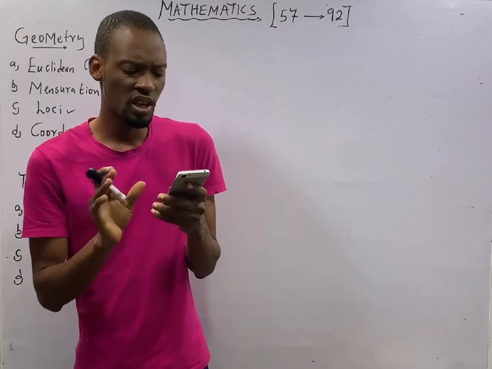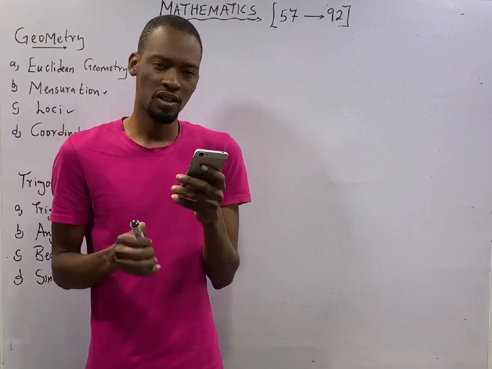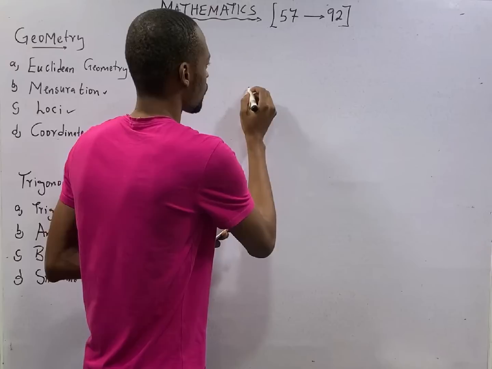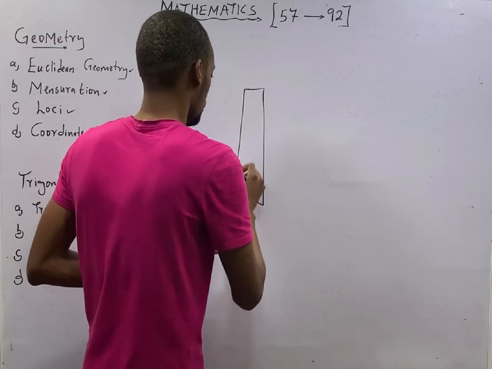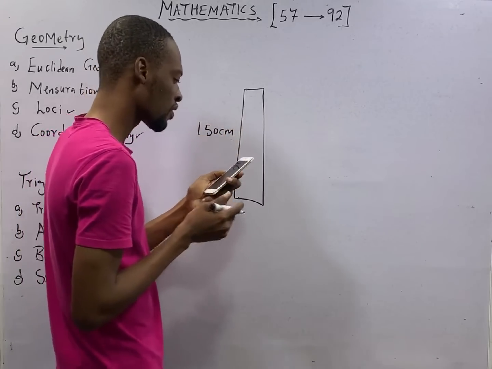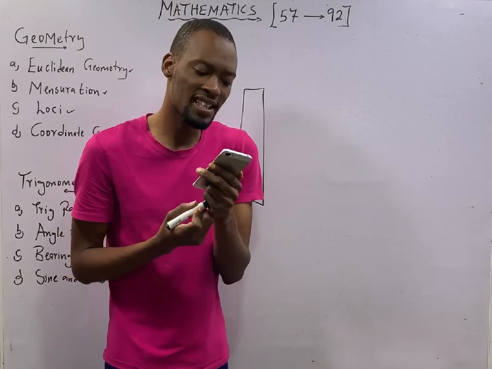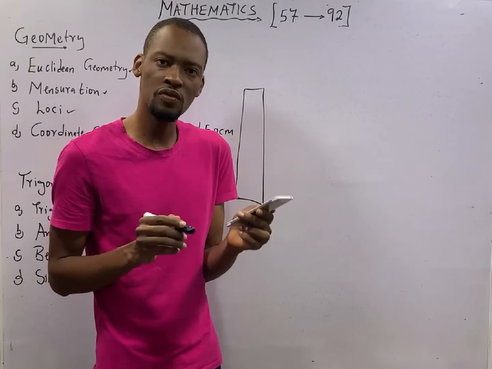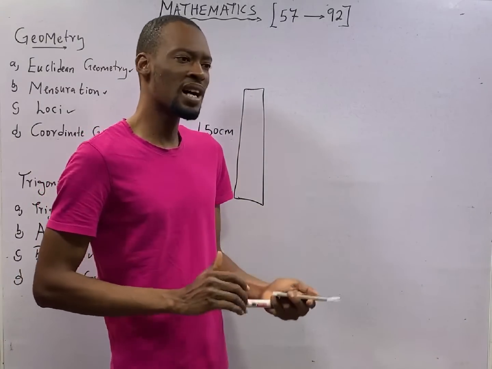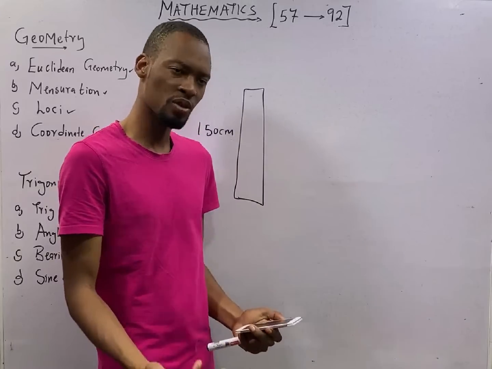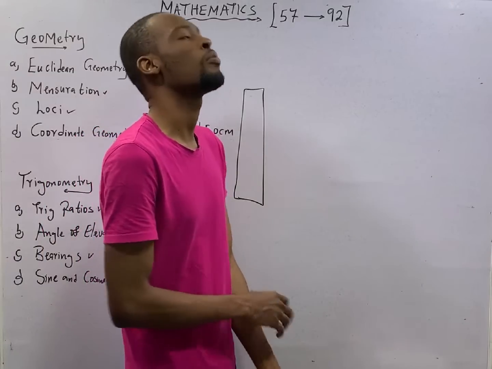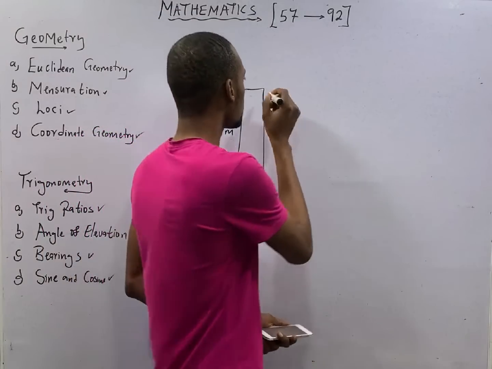Look at this. A man stands on a tree that is 150 centimeter high. He sees a boat at an angle of depression 74 degrees. This is what he's trying to say. If the man sees a boat at an angle of depression, it means he looked down. If it were angle of elevation, it means he looked up. Because standing on top of this place, this is already the horizontal.